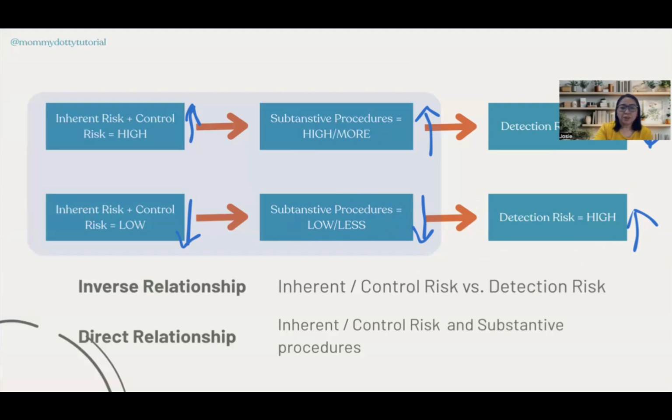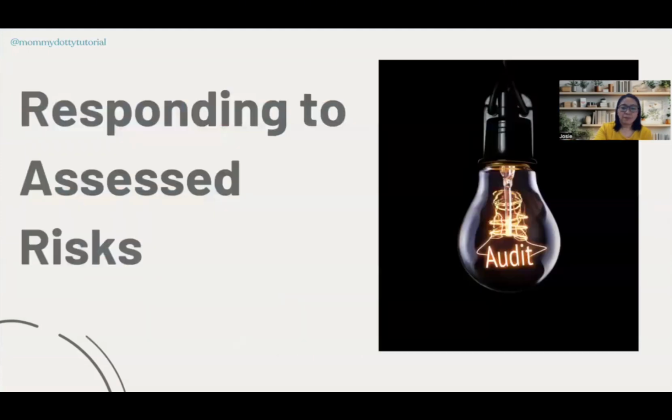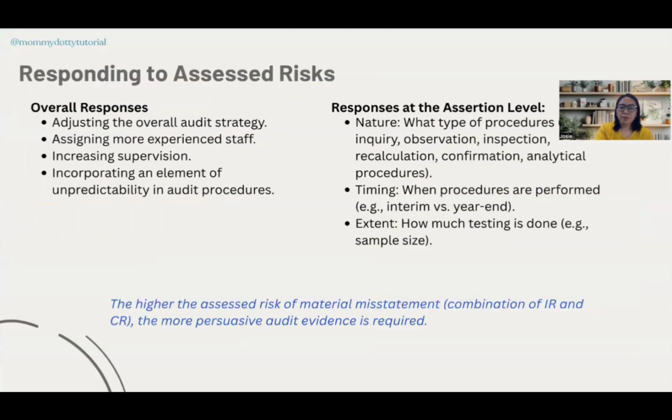Okay. Now, let's move to the next one. Responding to assessed risk. Once we've assessed the risk of material misstatement, what do we do about it? So PAS 330, you can look at that online. The auditor's responses to assessed risk provides guidance on this. Our responses can be categorized into two levels. First, overall responses, which affect the entire audit strategy. This might involve assigning more experienced staff to a high-risk engagement.